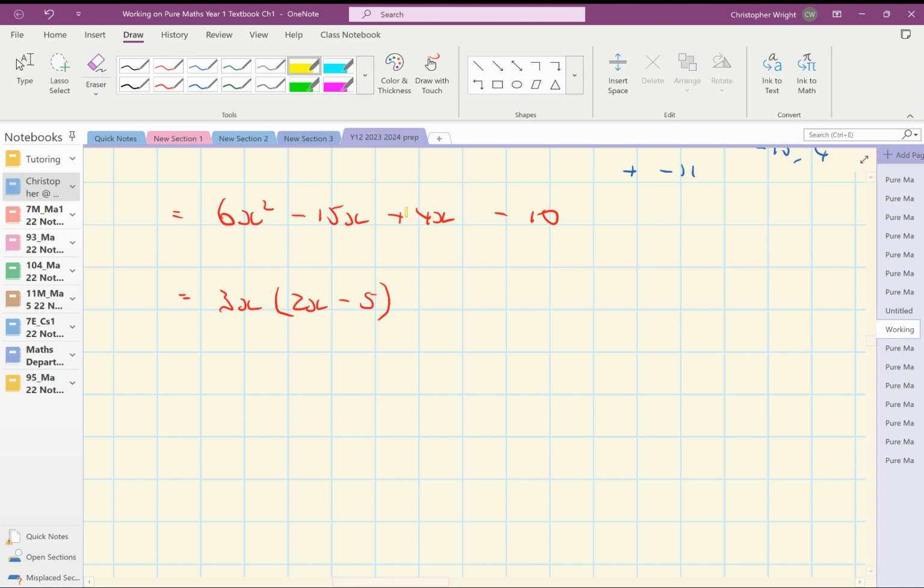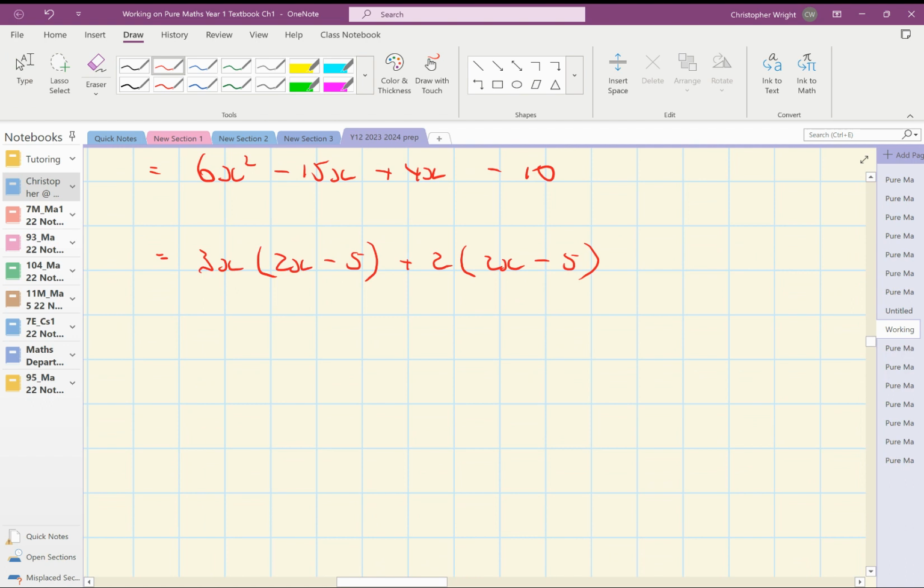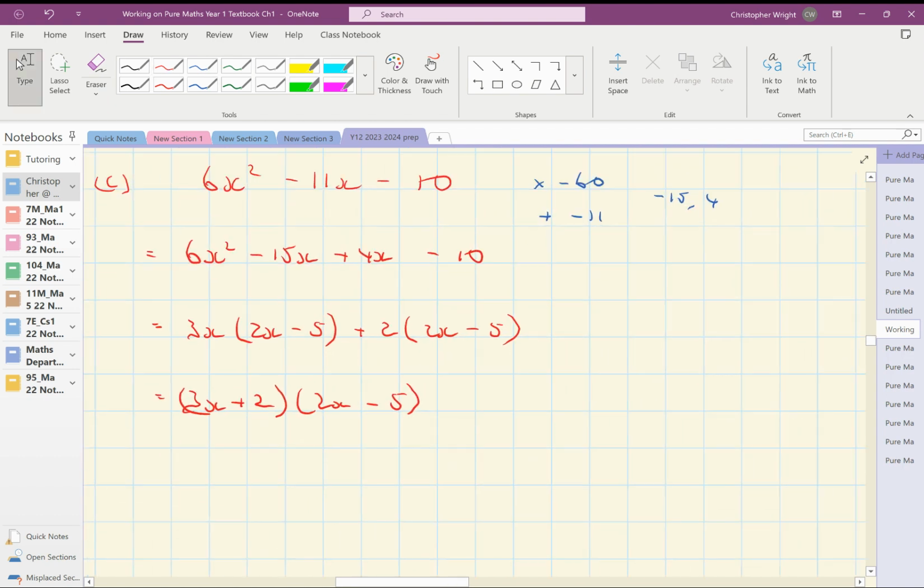And now I'm going to take these two and factorize them in such a way that I'm again left with 2x minus 5. So what I'm going to take out here is a positive 2, leaves me with 2x minus 5. Right, so now I've got 3x(2x minus 5) plus 2(2x minus 5). So altogether, I've got (3x plus 2)(2x minus 5). There we go. So that's my splitting the x method for part C.